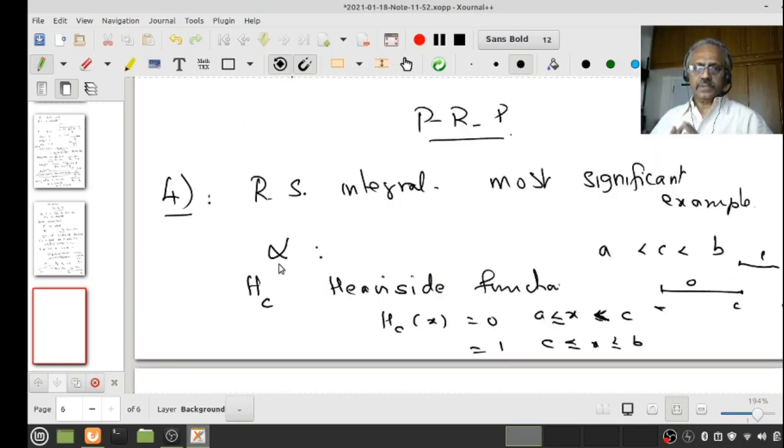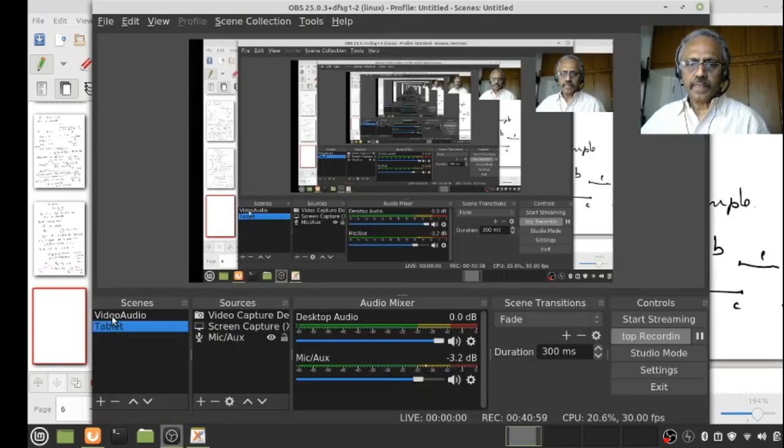Okay, let's come back. So let us wind up the lecture. What do you think I have proved? I have proved if f is left continuous at C, then it is alpha integrable. What is alpha? Alpha is the Heaviside function.